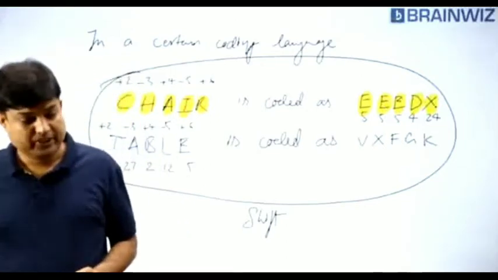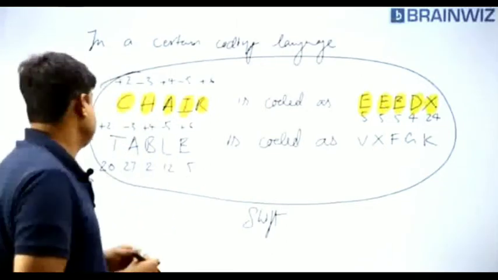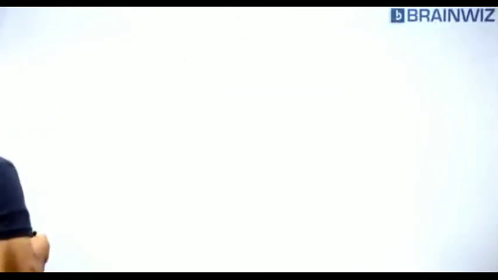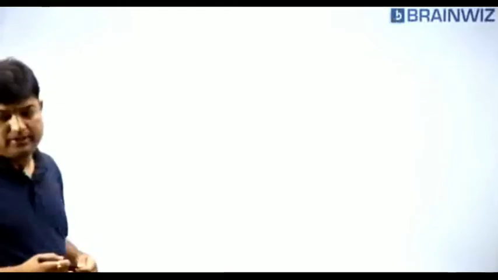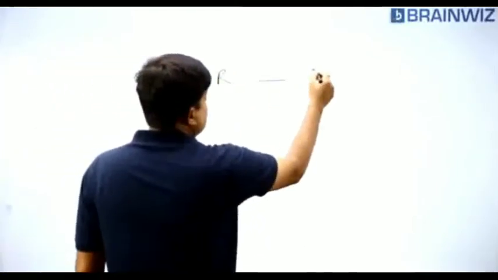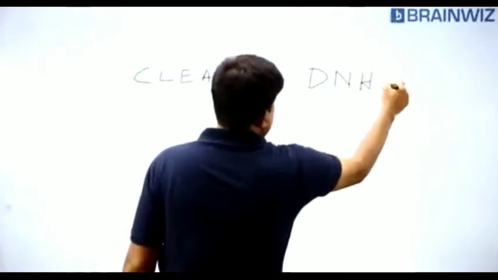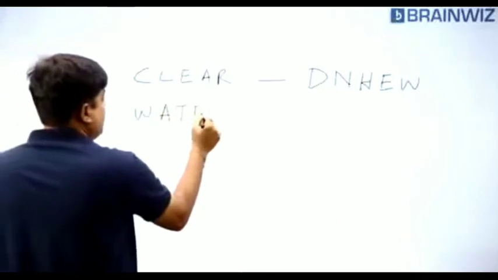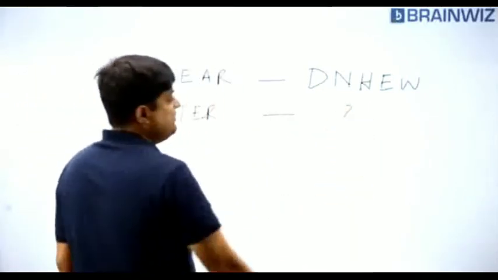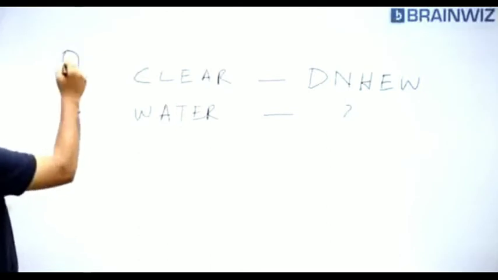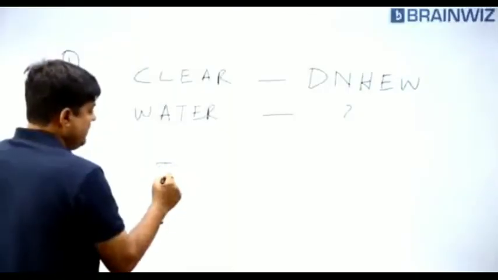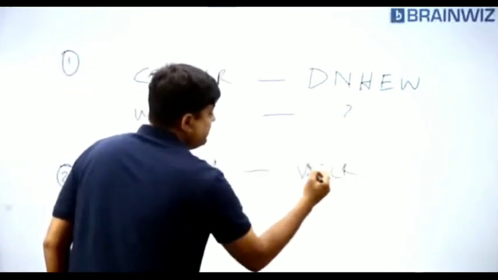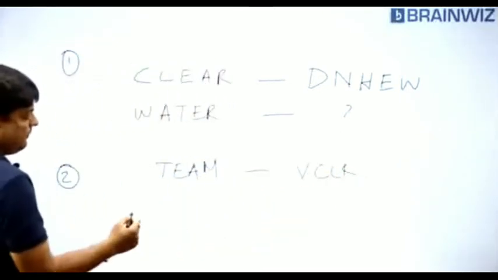I'm going to give you one question. Please try to get the answer for that question. The question is something like this. In a certain coding language, listen now, here is coded as D-N-H-E-W. How will the code word water be coded? This is my first question. My second question: in a certain coding language, the word team is coded as VCCK. How is the code word player coded?